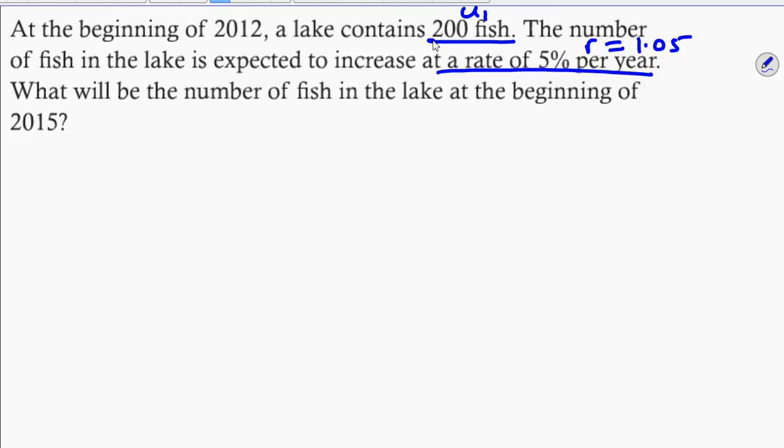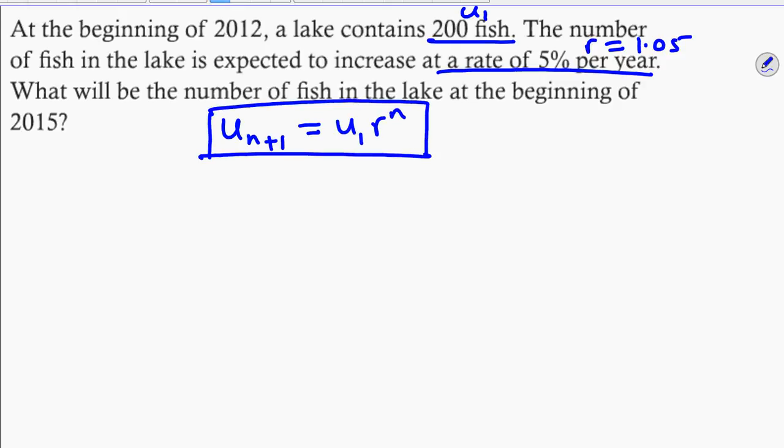What will be the number of fish in the lake at the beginning of 2015? Now, I'll use this formula that I had established previously. So the population after n plus 1 years will be equal to U1 R to power n. So from 2012 to 2015, that is 3 years. So n is equal to 3.